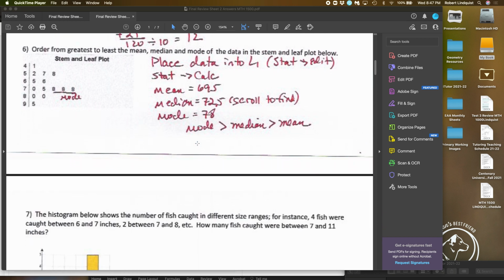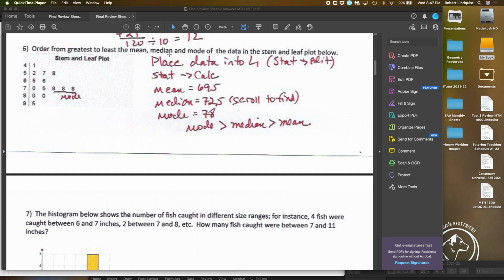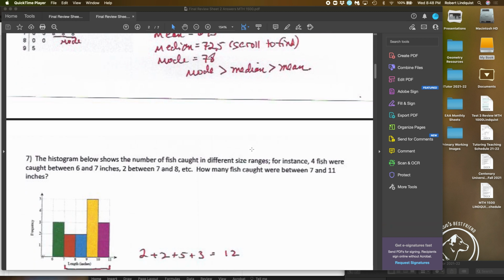Okay, order from greatest to least, mean, median, and mode of the data. Look, you can crunch all of these things on your own, but it's so much easier to do it in the calculator. Put all the data into list 1. Stat edit will get you to list 1. Clear it out, fill them all in. Then you go to stat calc, and you go to one variable stats, 1 var stats. Put it in, and then hit enter. It'll tell you right away the mean is 69.5. To find the median, you continue to scroll down. It's on a second page of this, and it'll tell you 72.5. In the mode, you just look and you see these 3 8s, and that's with the row of 7s, so it's 78. So the mode is greater than the median, which is greater than the mean.